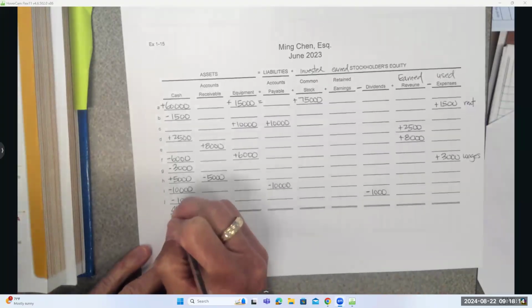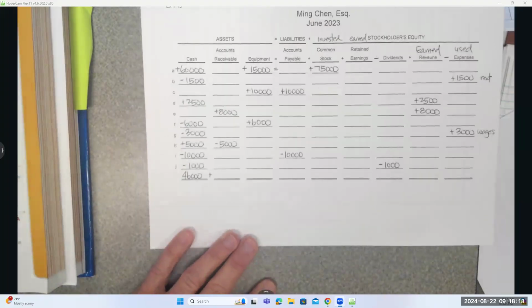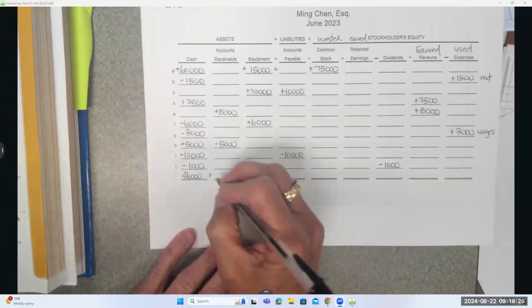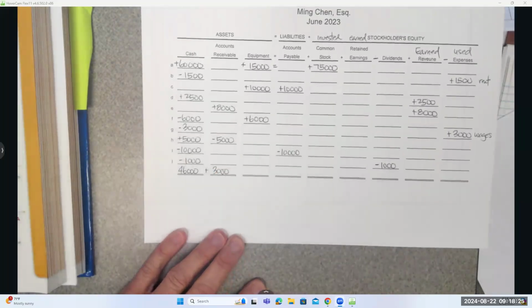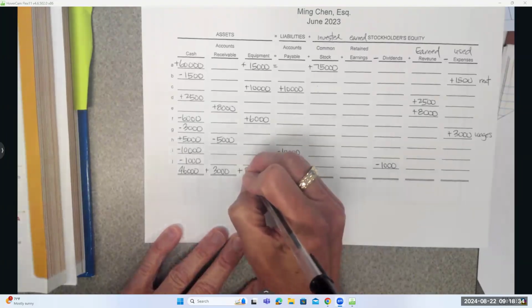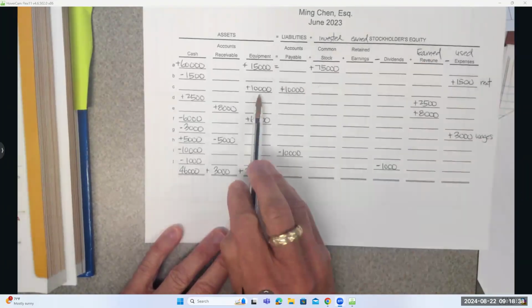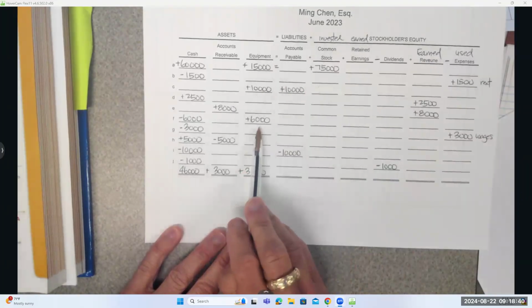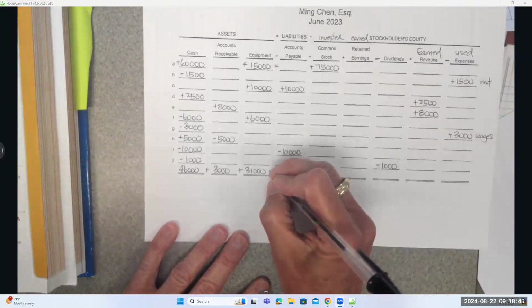So I get 46,000 in cash. We still have 3,000 owed to us from customers. We did have 8,000, then we received 5 of it. We have 31,000 in equipment. We invested 15,000, then we bought 10,000 on account, and then we bought 6,000 more for cash. So we have 31. There's the equal sign.